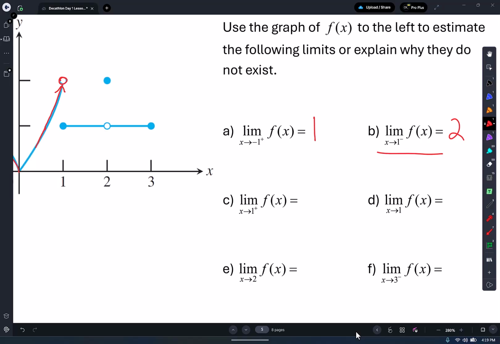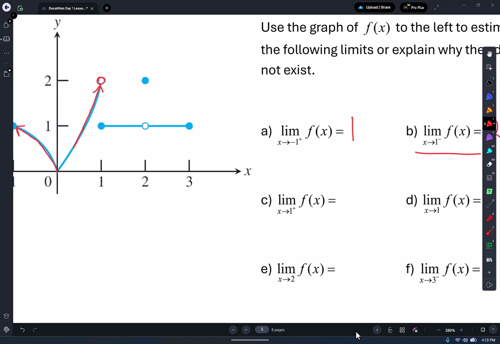All right, Gonzalez, hit me with letter C. The limit as x approaches 1 from the right of f of x equals 1. There you go.